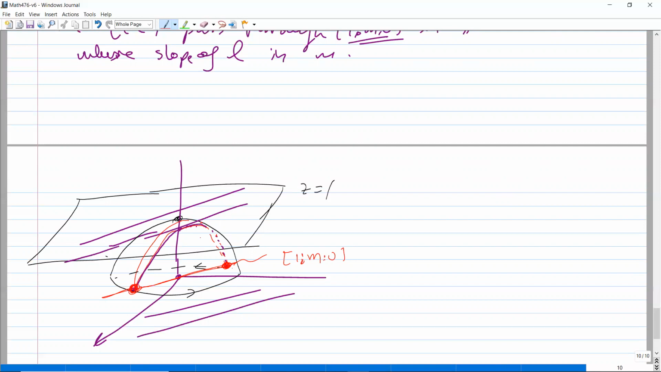So all these lines of slope m will be in the projective space something like this, from the other side, like this. These are all the images of all lines of slope m. Okay, that's nice. One more example.